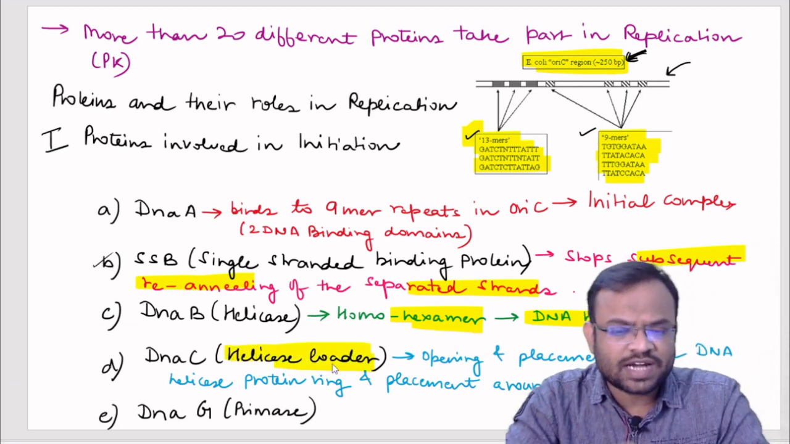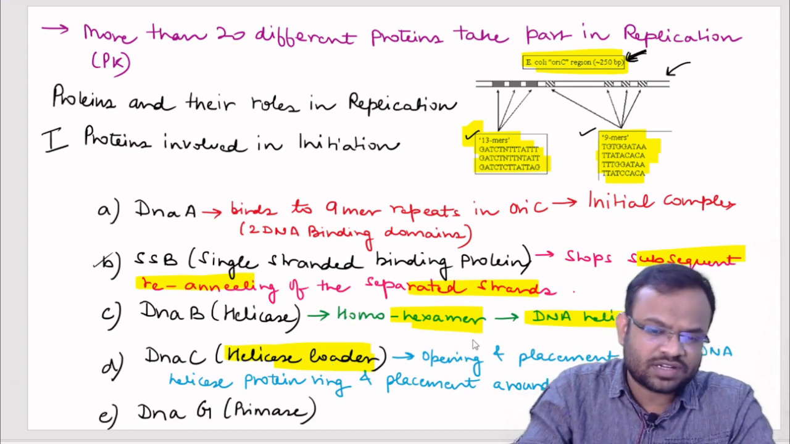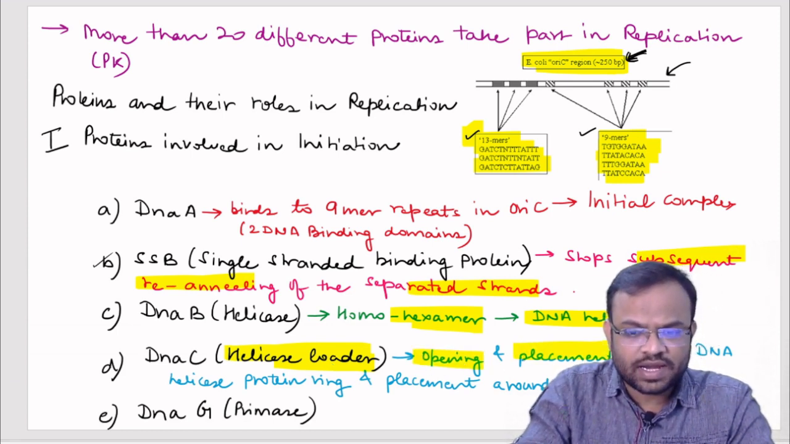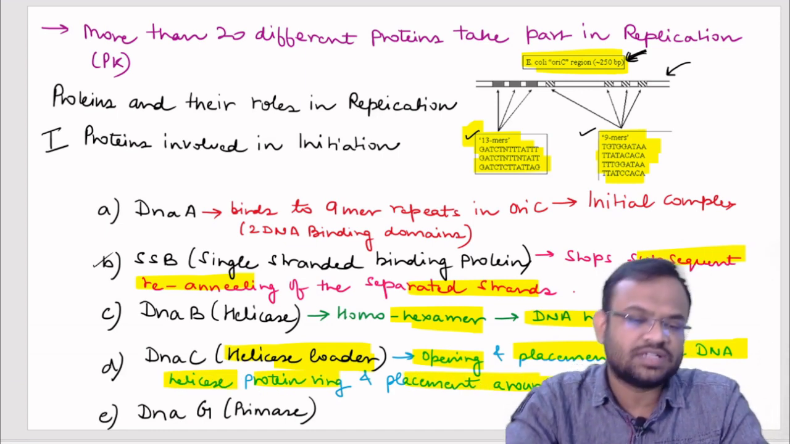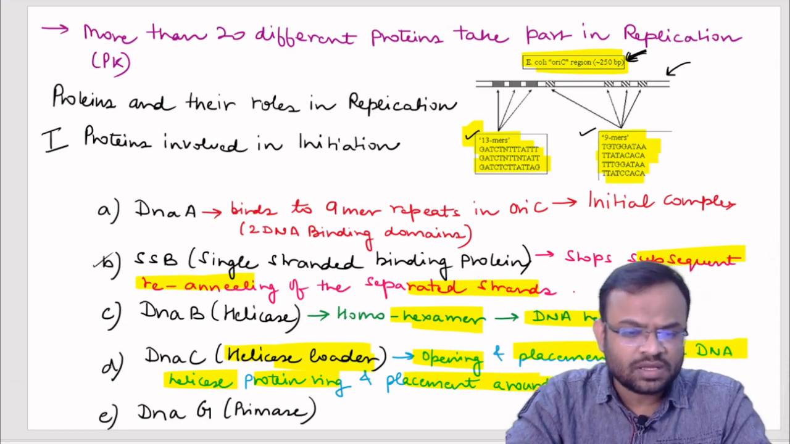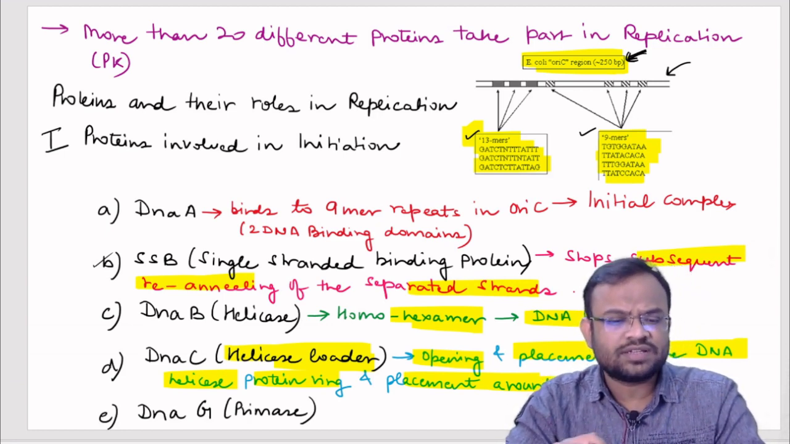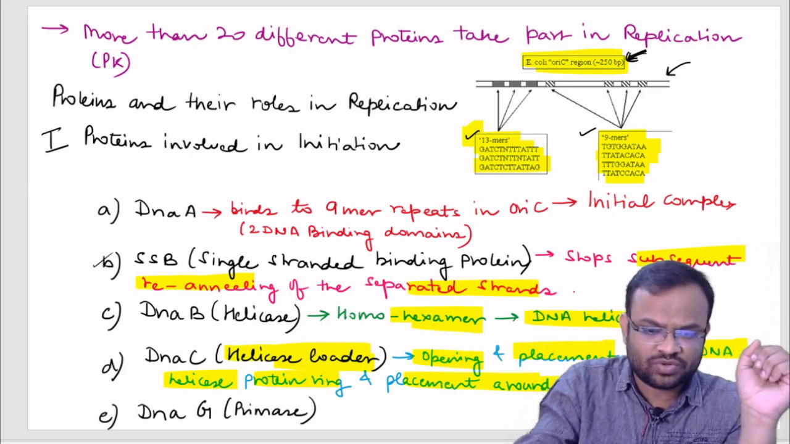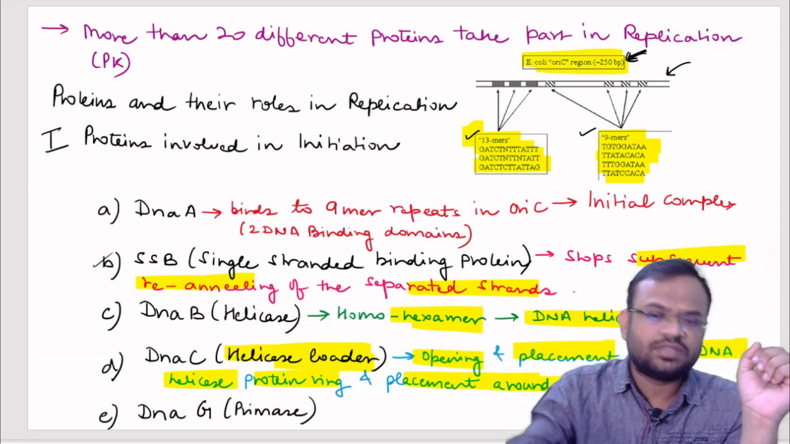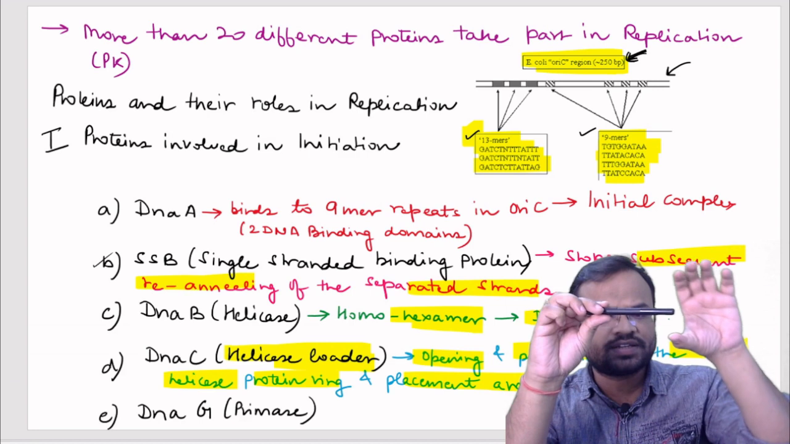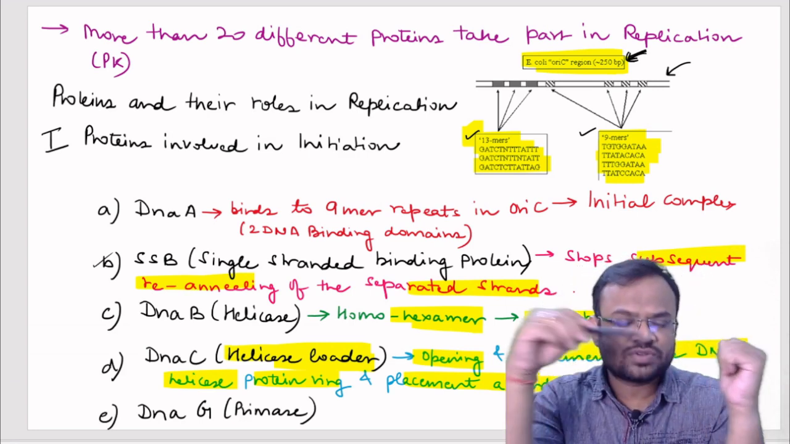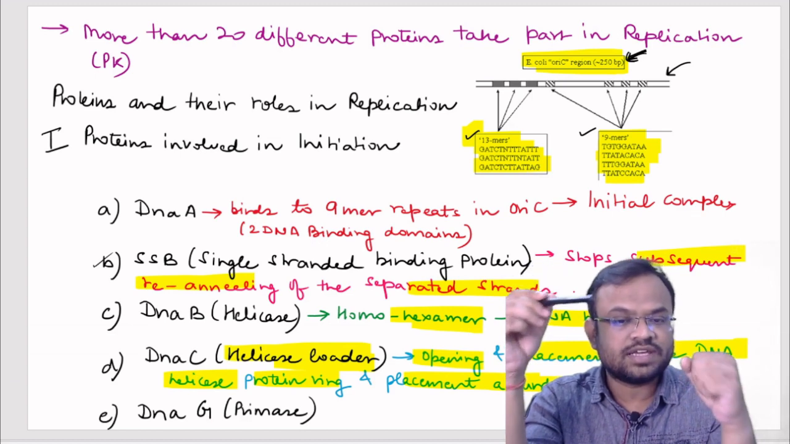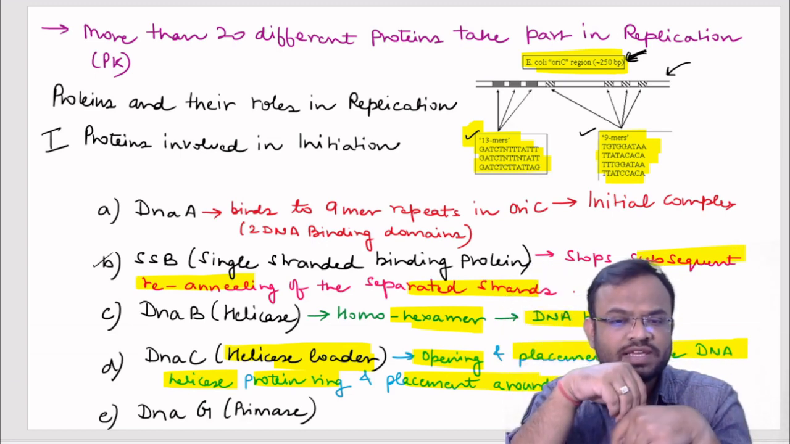Now, what do you understand by helicase loader? I have already written that it is involved in opening and placement of the DNA helicase protein ring around the single-stranded DNA. So, actually understand this, that helicase, let me just show you, cannot by itself go and bind on this DNA strand. It cannot do that. So it will require a helicase loader. What will this helicase loader do?